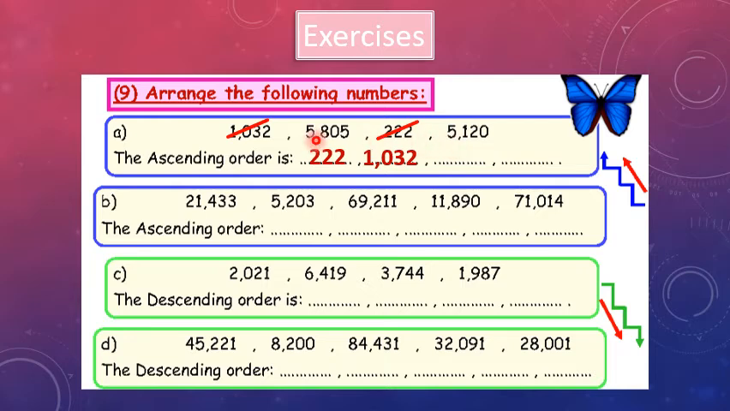Let's check our next place value, which is the hundredths place. Here we have 8 and 1. Which is the smallest number here, 8 or 1? Then it will be 5,120. Just cancel it and write it down here.